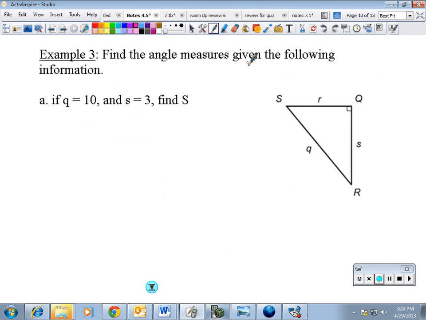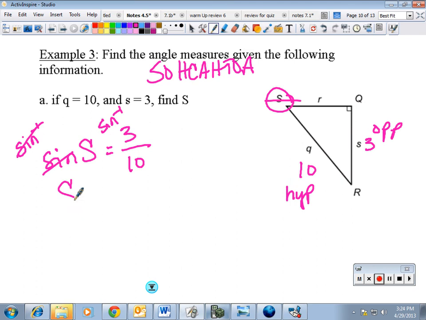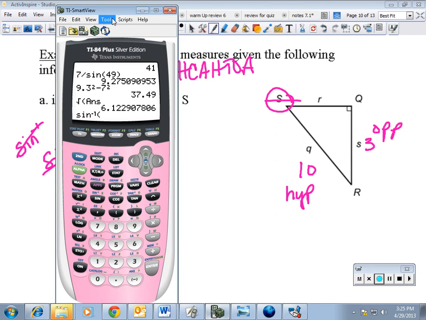And then find the angle measures given the following information. This time they're giving us sides and they're asking us to find S. So if we label our triangle based on S, this is my opposite and this is my hypotenuse. Well, what relates opposite and hypotenuse? Well, sine. So sine of S is opposite over hypotenuse. The question is, how do you get rid of sine? Well, there's a button on your calculator. It's called inverse sine. You just do sine inverse of both sides. That cancels the sines. So you've got S. You do second sine of 3 over 10. Just like that. And it gives you 17.5.